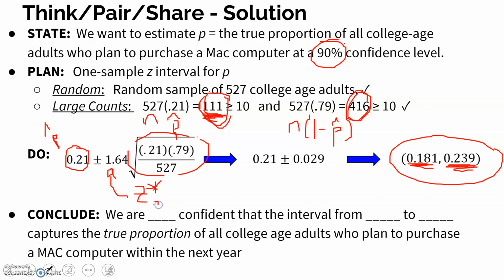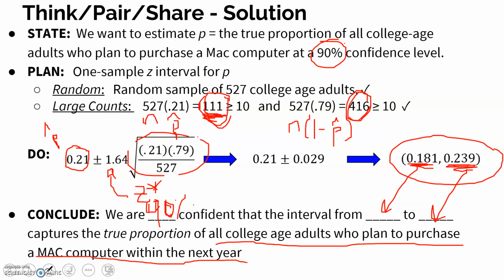Okay, so we are 90% confident that the interval from 0.181 to 0.239 captures the true proportion of all college-aged adults who plan to purchase a Mac computer within the next year. So all of this is your context, and you interpret your interval and not your level.